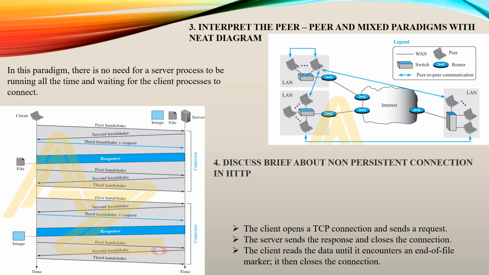So here, after the server sends that, the client will read the data till it goes for the termination of the connection. Again it will send the response, it will close the connection, again it will send the response, it will close the connection. So if you want to send a file, the same steps have to be followed. If you want to send an image, the same steps have to be followed. So with this diagram, you have to explain these three points for the non-persistent connection in HTTP.